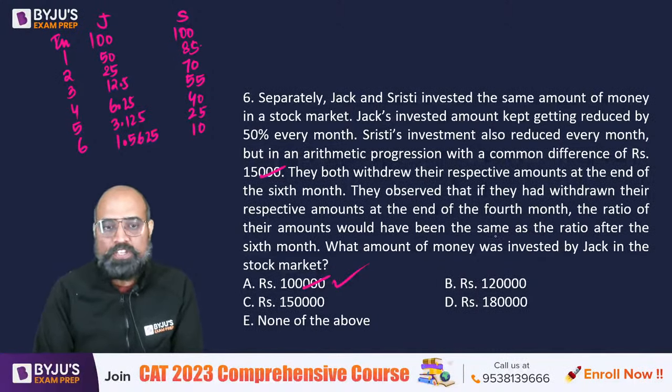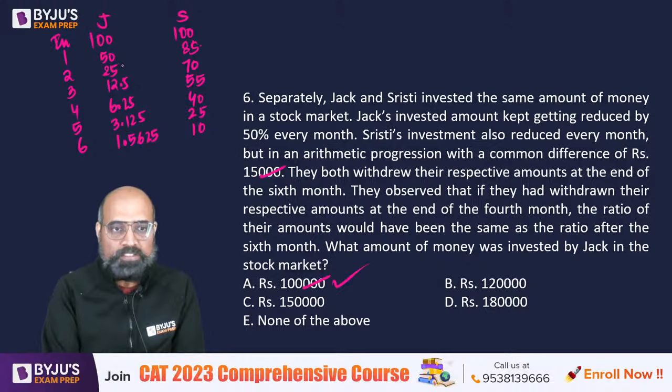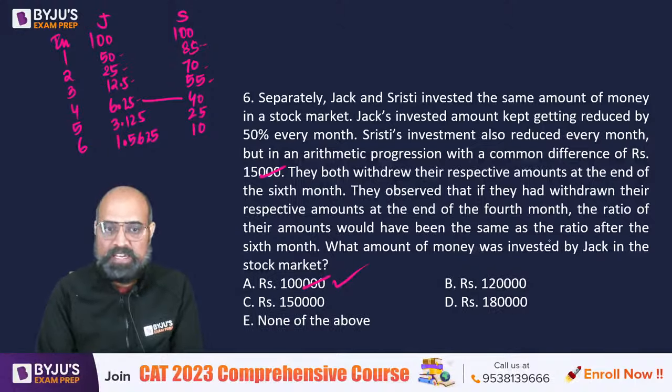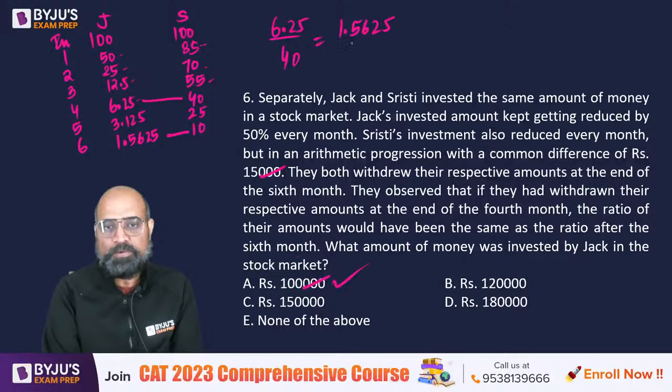The ratio of the amount at the end of the 4th month, 1st, 2nd, 3rd, 4th. This ratio is same as the 6th month. This ratio, as in 6.25 upon 40 is same as 1.5625 upon 10.